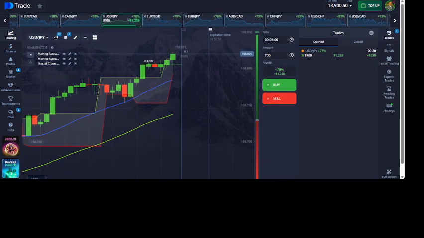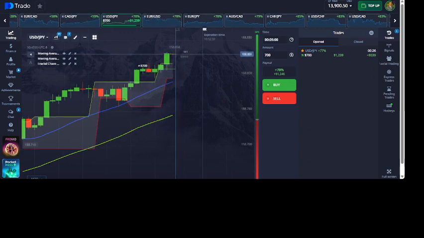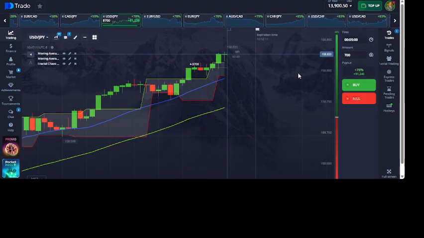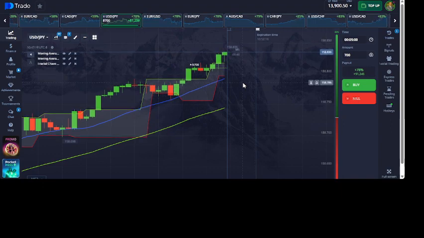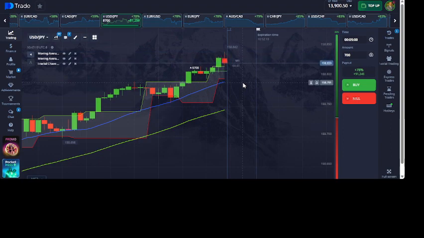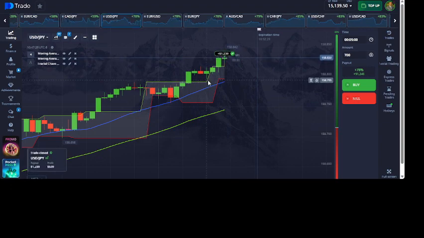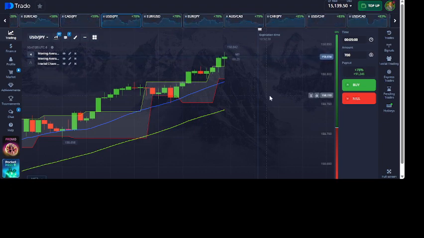Okay, so we have about 30 seconds left in the US dollar Japanese yen trade here. So we're going to wait for the expiration of this trade and see the results. Okay, great. So that trade won, it was in the money. All right, so I'm gonna pause the video and look for our next setup.